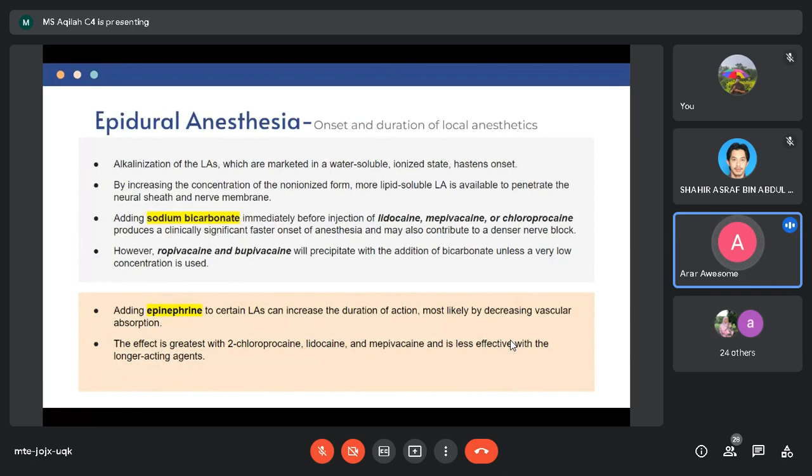We also can add epinephrine to certain local anesthetics that will increase the duration of action, usually by decreasing vascular absorption, also by promoting vasoconstriction, so the anesthesia will be more localized, and we can increase the duration of action. The effect of the addition of epinephrine is greatest when we use chloroprocaine, lidocaine, and bupivacaine, and is less effective with the longer acting agents. Next.